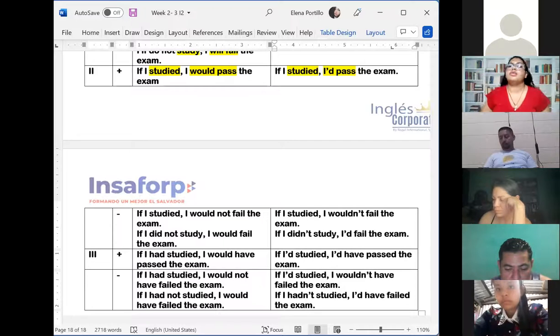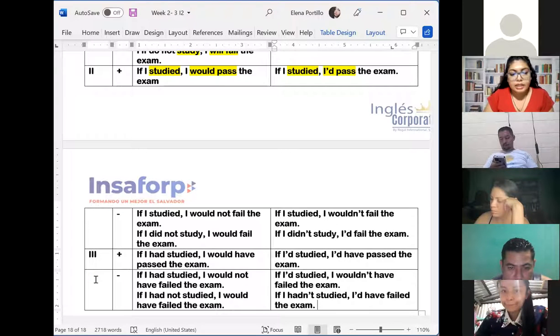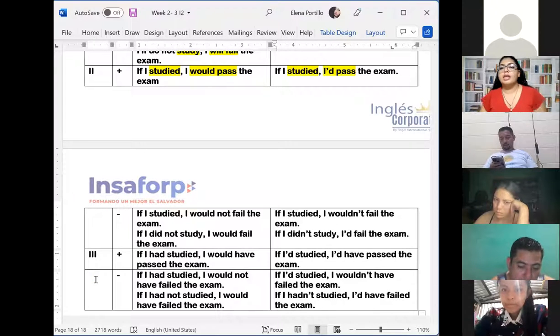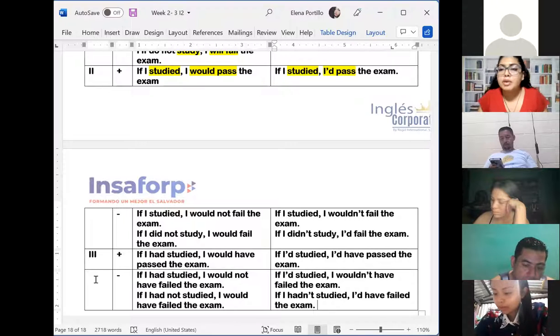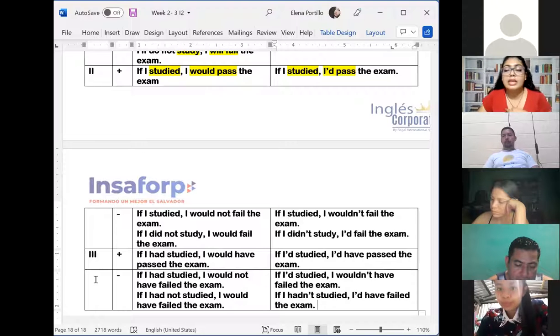So we have here the three types of conditional sentences and we have the examples. In this case, we are saying that in the first type, we are talking about something that is possible to fulfill. And we have the examples. If I study, I will pass the exam. That is something that we can do easily because we are going to do something to obtain that result.